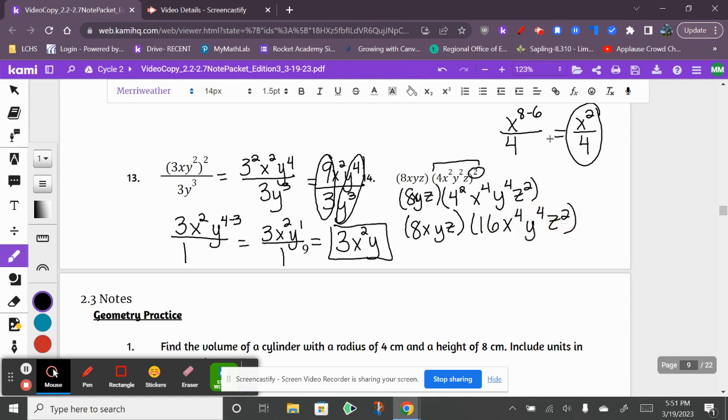Now something to keep in mind is now that we're going to be multiplying these two parts together, we'll use the product rule, which tells us to add the exponents. So these invisible exponents are 1. Now we're first going to start by multiplying the coefficients or the numbers in front. So 8 times 16 gives us 128. And then if we add the exponents, that's 1 plus 4, so we have x to the 5th, y to the 1 plus 4, so that's y to the 5th, and z to the 1 plus 2, we get z to the 3rd.